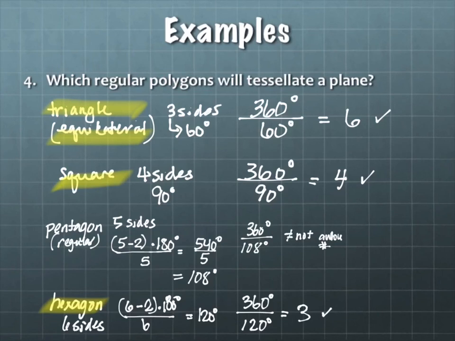So we'll talk about what we do when things aren't one of those shapes that still allow us to tessellate, because we can, they just aren't regular shapes. And we'll pick up there next time.